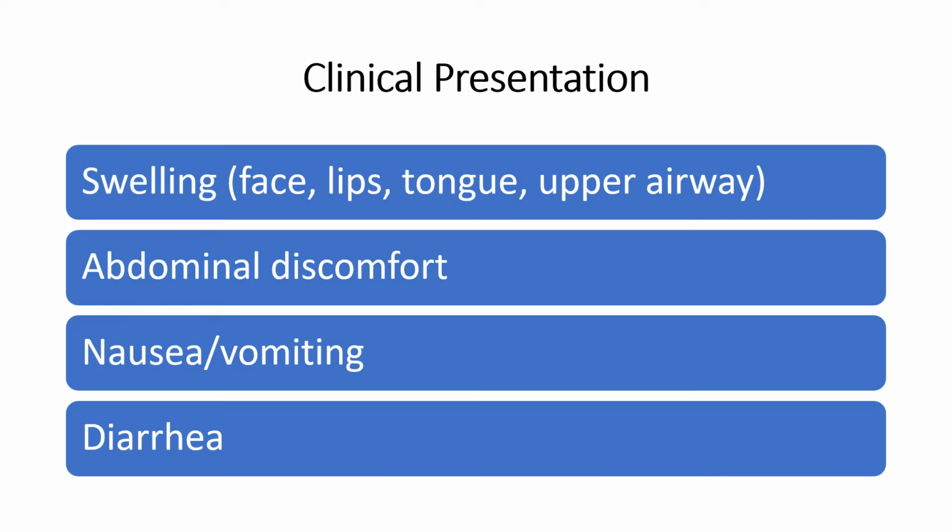The clinical presentation of non-histamine mediated angioedema usually is because of the swelling of the face, lips, tongue, and upper airway, or potentially the swelling of the gastrointestinal and bowel tract, which lead to abdominal discomfort, nausea, vomiting, and diarrhea.